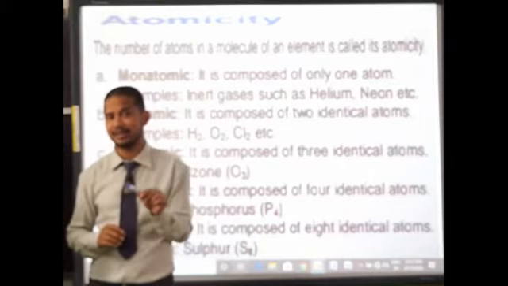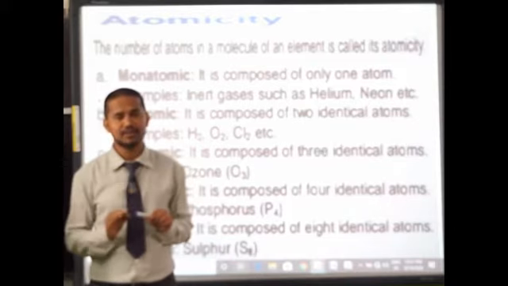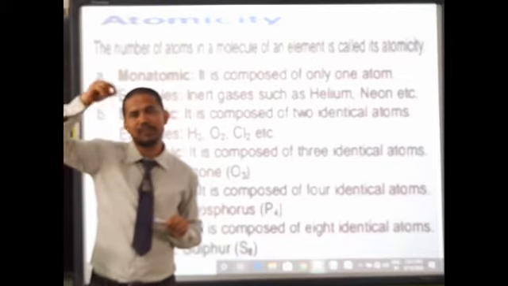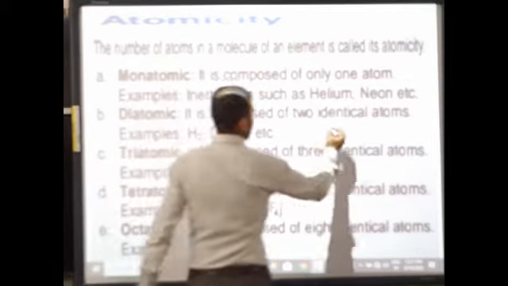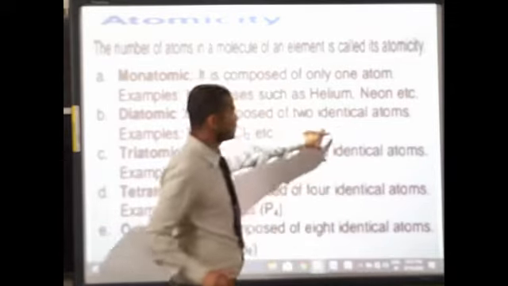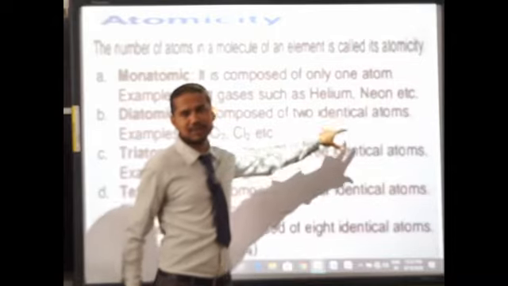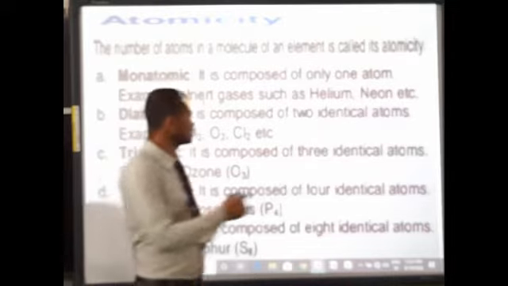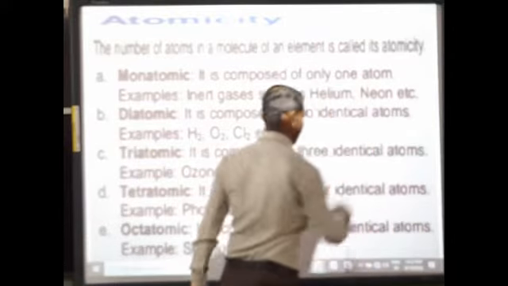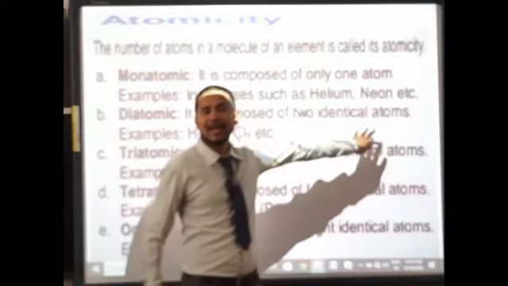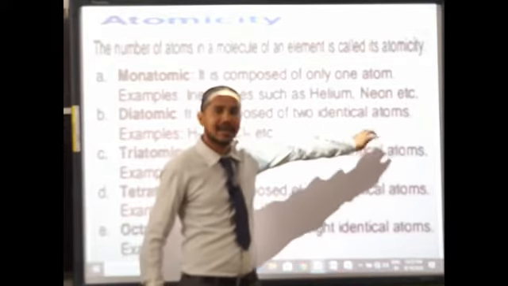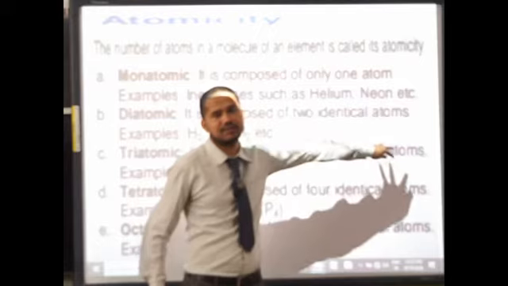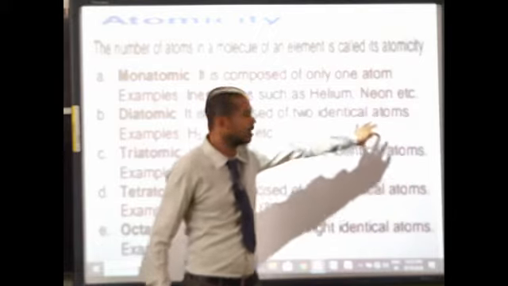That means while writing the molecular formula of monoatomic elements, we write simple symbols only. For example, Ca, calcium. This is one molecule of calcium, one atom of calcium. But while writing oxygen, I cannot do that. If I write O, this means an atom of oxygen. This does not mean a molecule of oxygen.